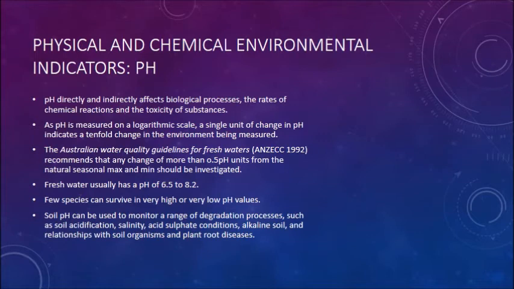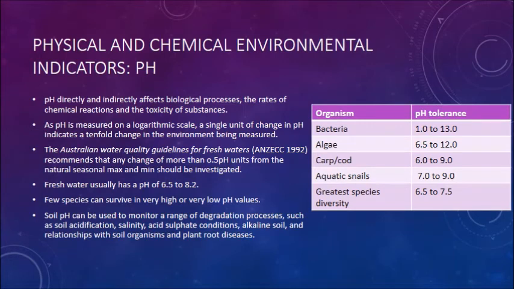And soil pH can be used to monitor a range of degradation processes, such as soil acidification, soil salinity, sulfate conditions, alkaline soil, but also relationships with soil organisms and plant root diseases. So you can actually measure different diseases based on the pH. One example of a plant root disease is Phytophthora, which is like this fungus that gets into plant roots and makes the plants collapse. And you can't see it, but you can identify it based on a soil pH test.